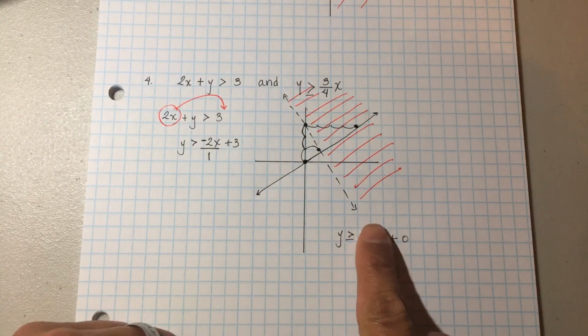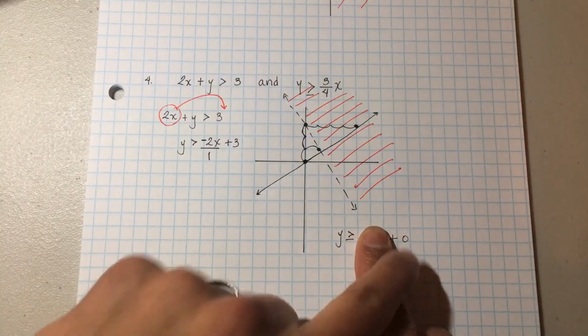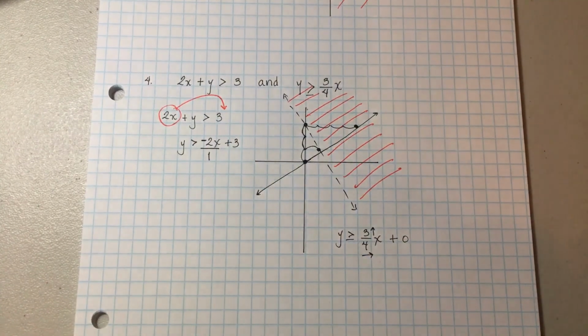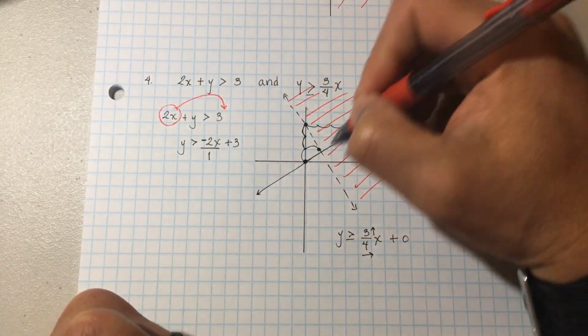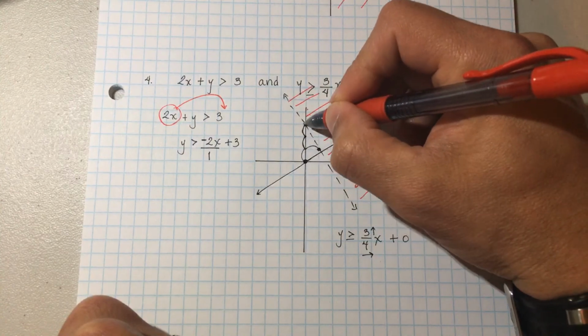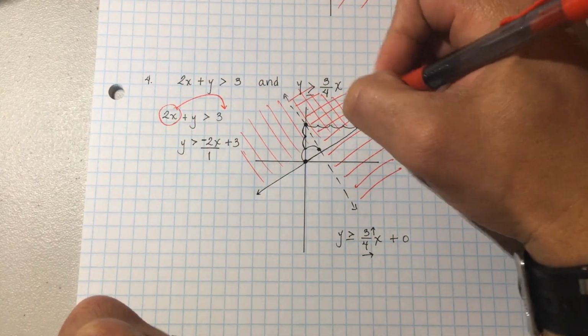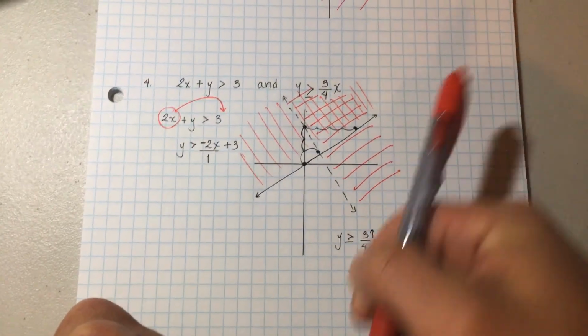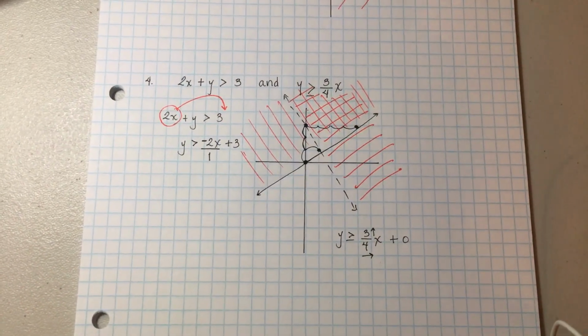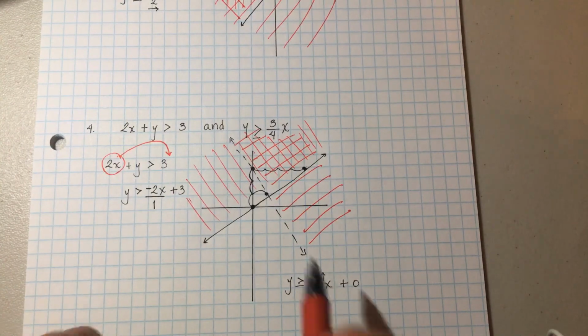Same thing. Cover it up. What y value is greater than 0? ¿Cuál valor es mayor que el 0? Bueno. Mayor que el 0, el 1, el 2, el 3. So we're going to shade the top. But I'm only interested in the part that overlaps. So what part overlaps? ¿Cuál parte sobrepasa los dos?